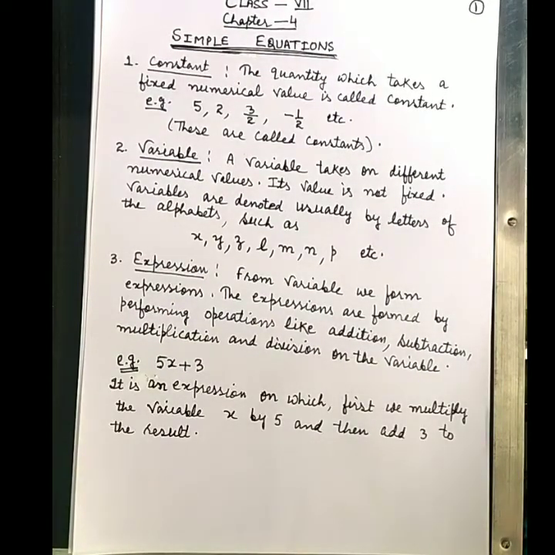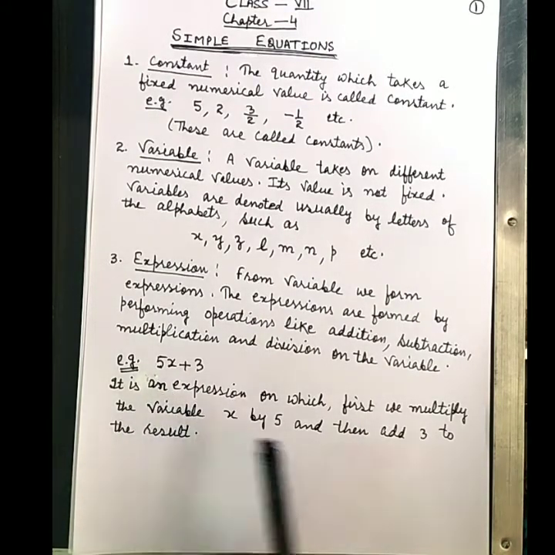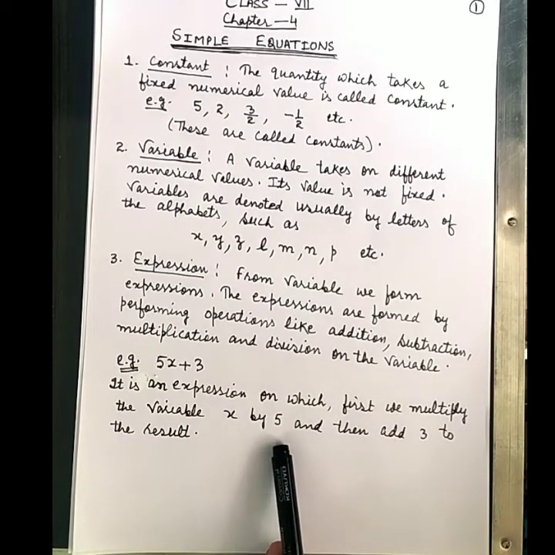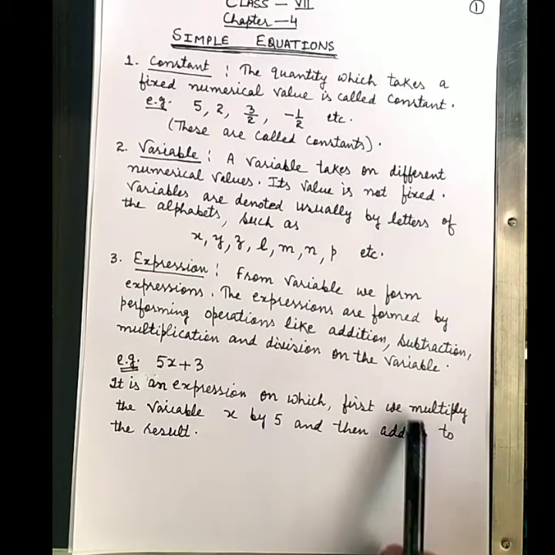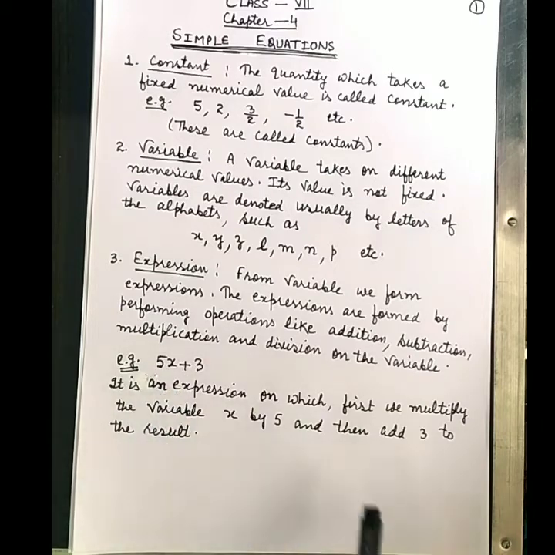For example, 5x plus 3. It is an expression in which first we multiply the variable x by 5 and then add 3 to the result. This is the statement of how we form the expression.